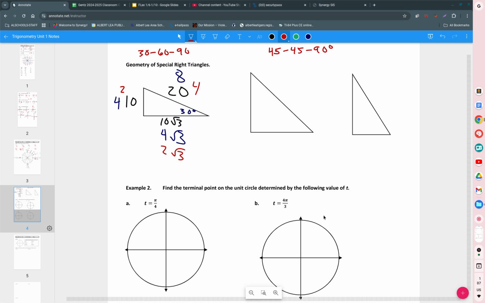So we've talked about the 30, 60, 90. Now let's move to the 45, 45, 90. What's true about a 45, 45, 90 is that it's an isosceles right triangle. What does isosceles mean? Two of the sides are the same. Sweet. So that means if I know one of the sides, suppose that this side was 8, what would this side be? 8. Anybody know how to get the hypotenuse? Anybody remember?